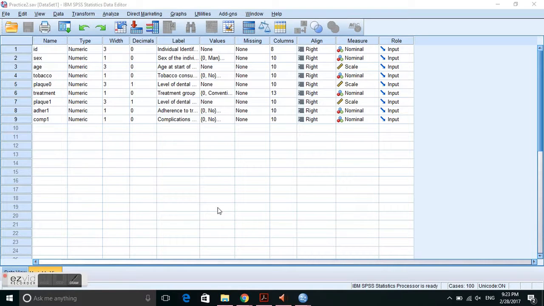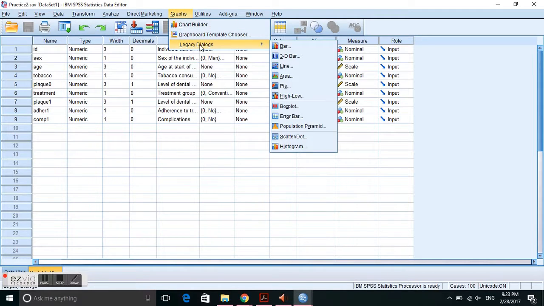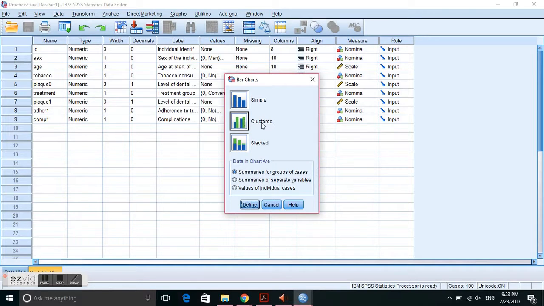If we want to create a bar graph, but look at two variables at the same time, we can go to Graphs, and instead of going to Chart Builder, we can go to Legacy Dialogues and Bar Graph, and then choose the clustered one. And this chart is going to allow us to look at two different variables in the same graph instead of separately in different graphs.